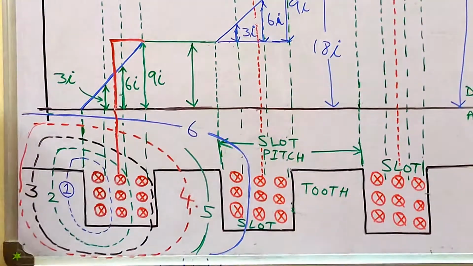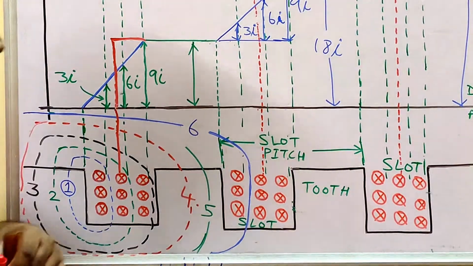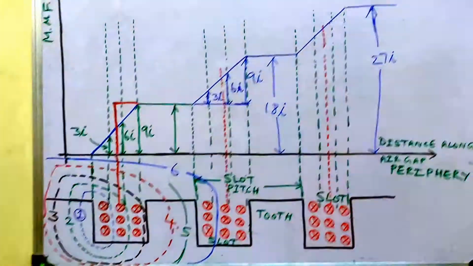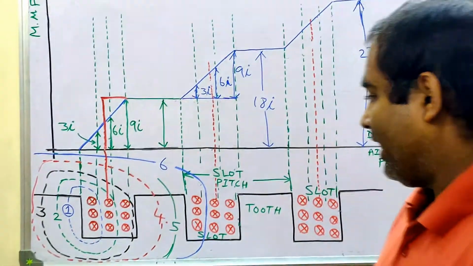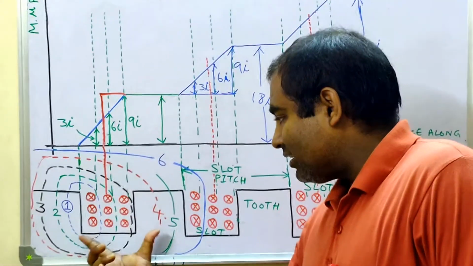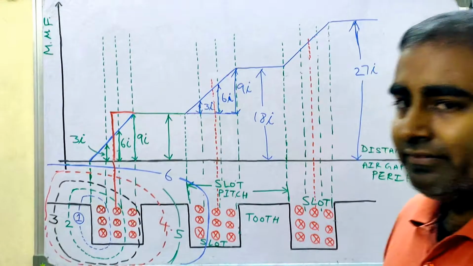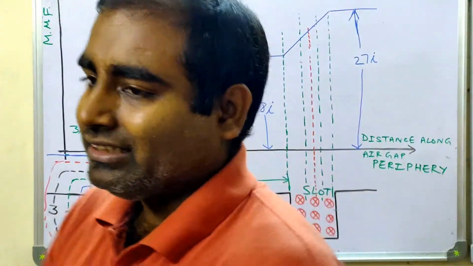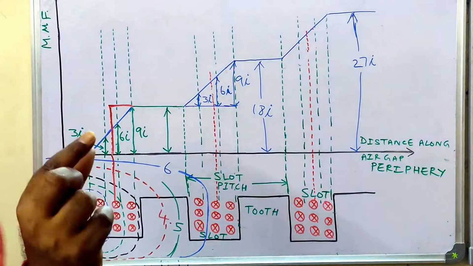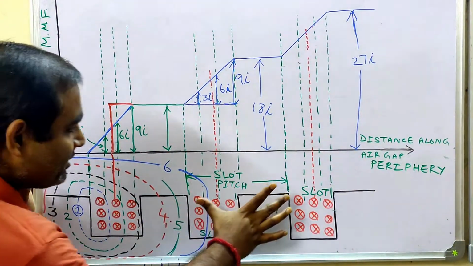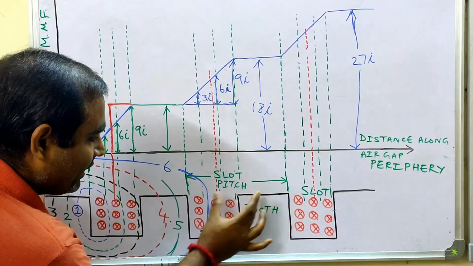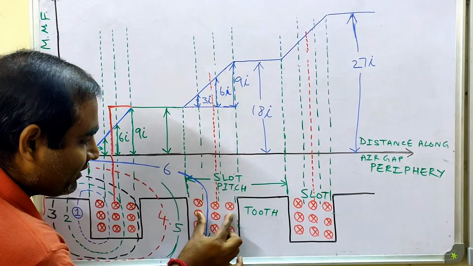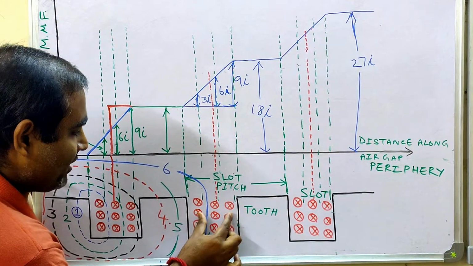Okay. So why is this done? What is the justification for doing this approximation? The justification is only one. Here I have exaggerated the length of the slot pitches. But in actual practice, these slot pitches will be very small in length. That means if the slot pitch is smaller in length, then the slot also becomes smaller in length. But the number of conductors is the same, so the change in MMF has to be the same.